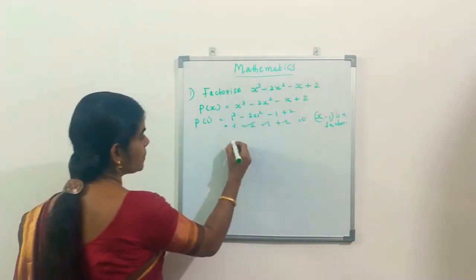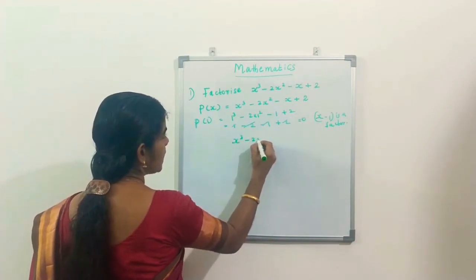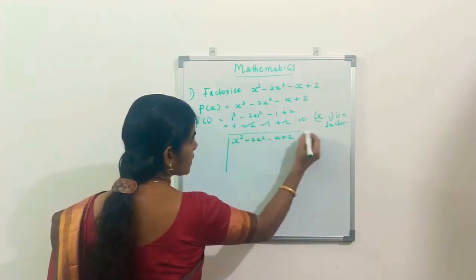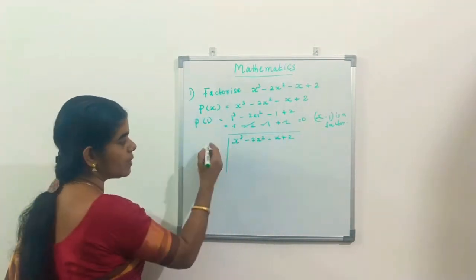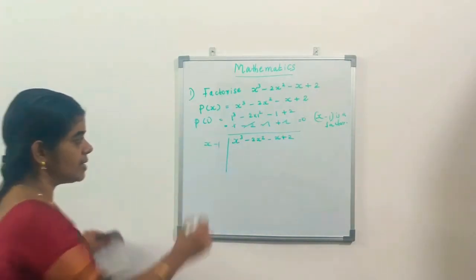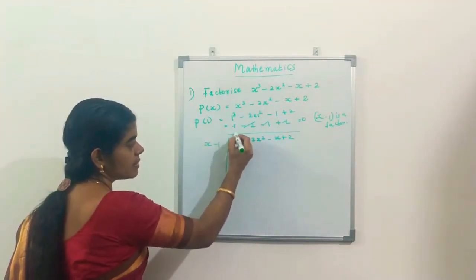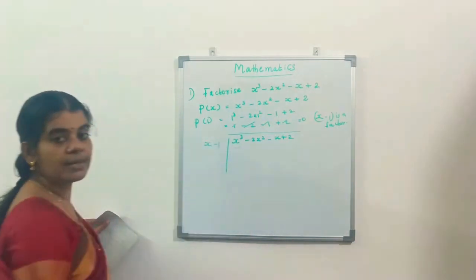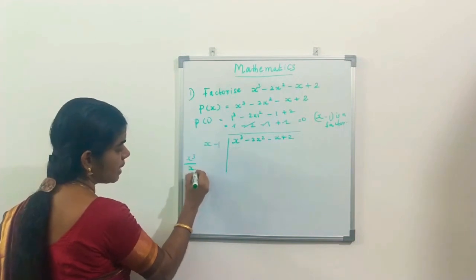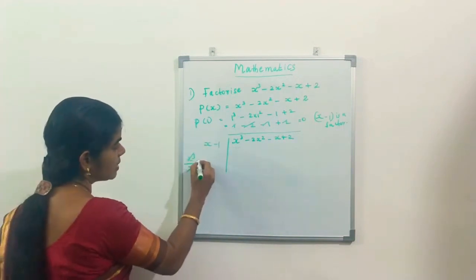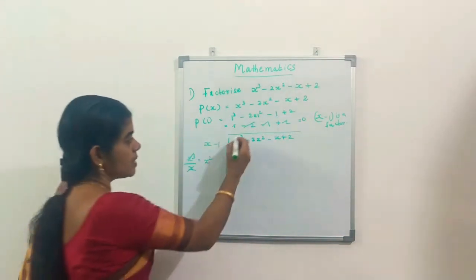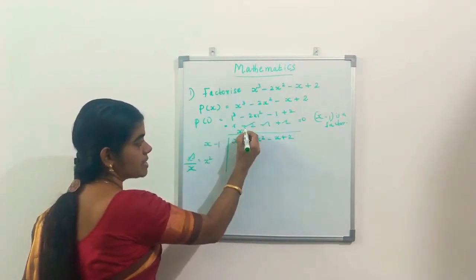Just listen here. x cube minus 2x square minus x plus 2. Divide by this one factor you already got, that is x minus 1. You already know how we can divide. Take the first term of the dividend and the first term of the divisor, that is x cube by x. Then one x we can cut. Therefore, x square you got. That will be the first term of the quotient.